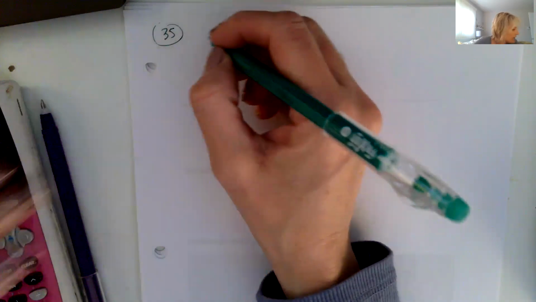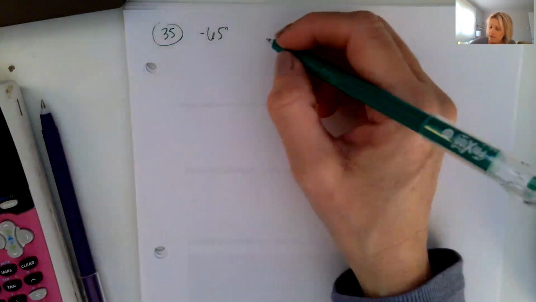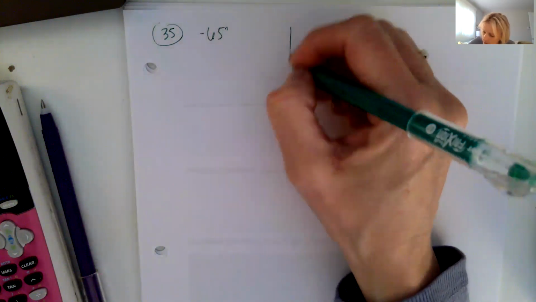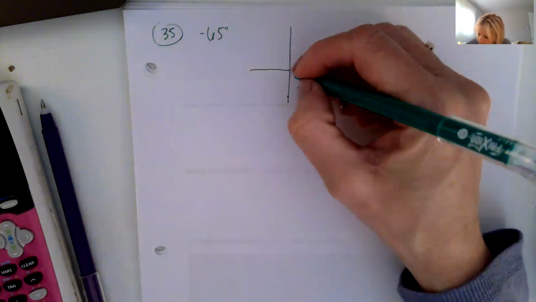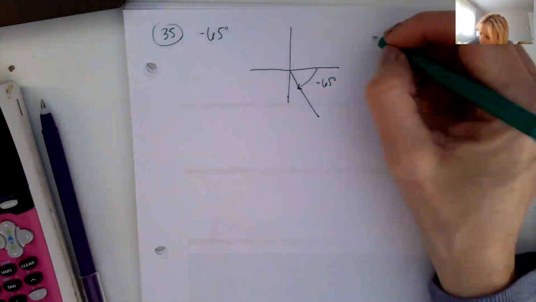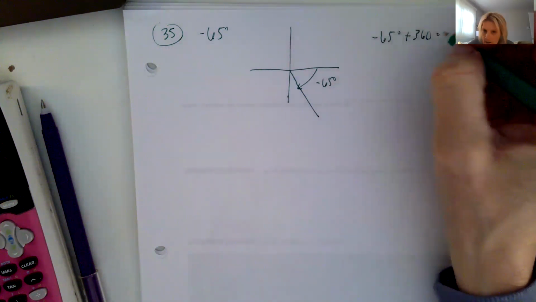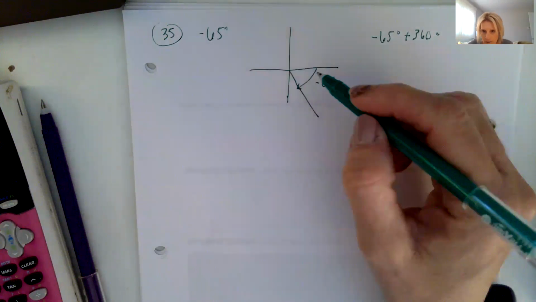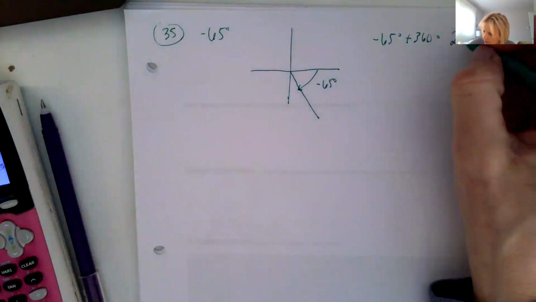So 35 is a negative 65 degrees. And so we could draw that. That's going to be this way, so not quite to 90. So we could add 360 and find one that lands on the same terminal side. So negative 65 plus 360 would be 295.